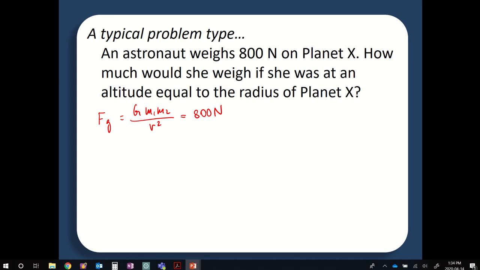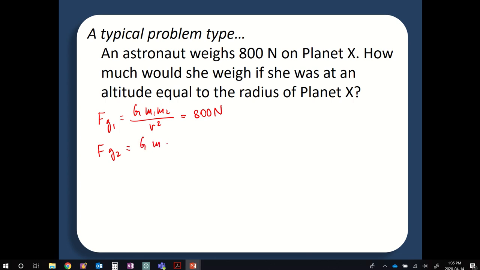Now, the next part says here that the person is at an altitude equal to the radius. So basically, we double the radius. This would be at the surface, so let's call this Fg1. And let's write the equation for Fg2, where we're going to double the radius. So if you're going to double the radius, that means you're going to do r times 2.